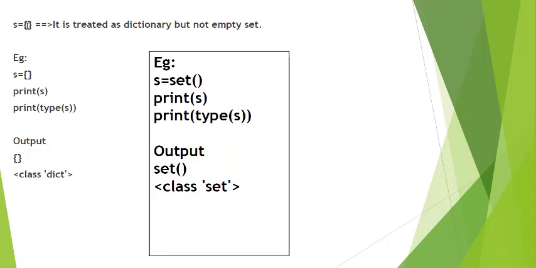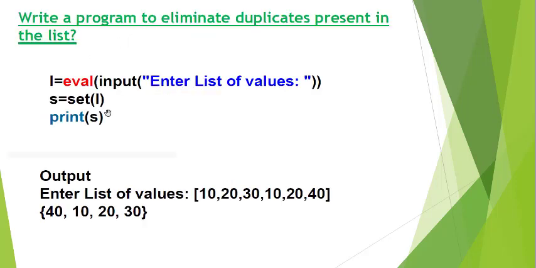So an empty set, empty curly braces without any elements, is treated as a dictionary, not as an empty set. So what do you do for an empty set? You need to use the set function.